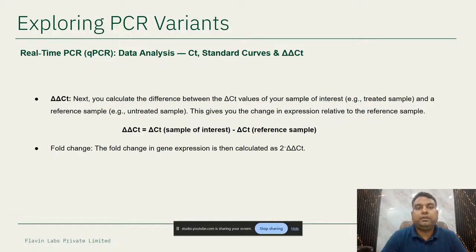Delta delta CT will give you the change in expression, whatever the changes in your control sample and what is the change in your target sample. So you will subtract the delta CT of the sample of interest minus the delta CT of the reference sample. It will give you the delta delta CT, which will further convert into fold change.